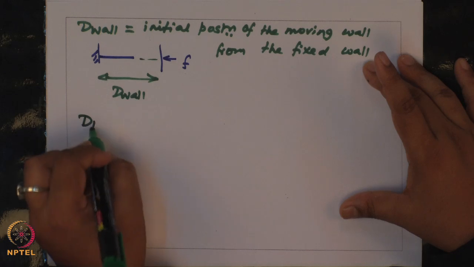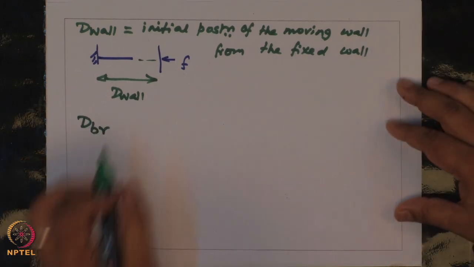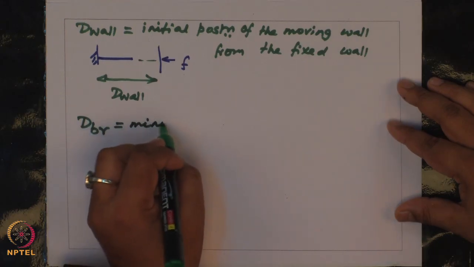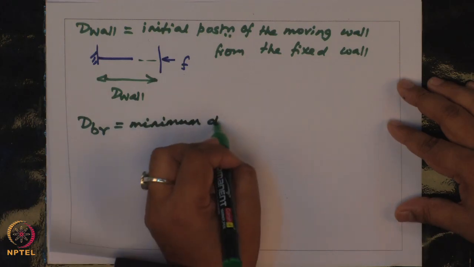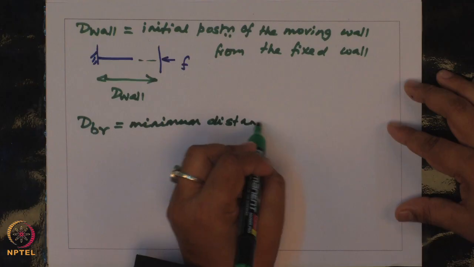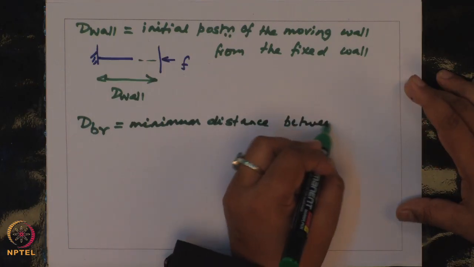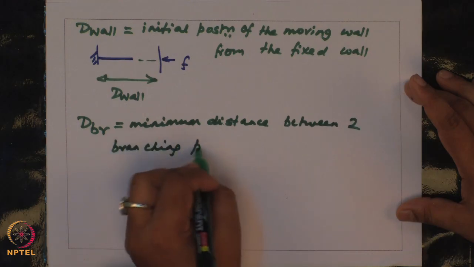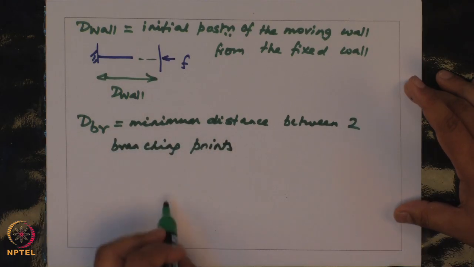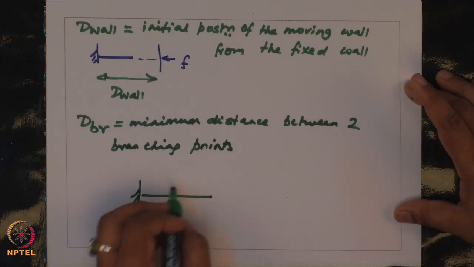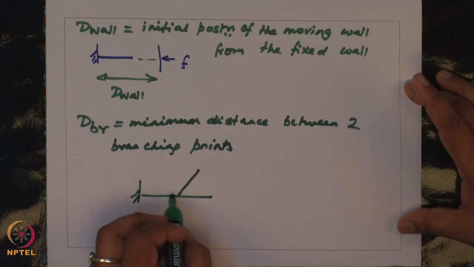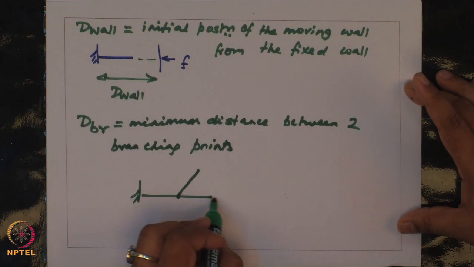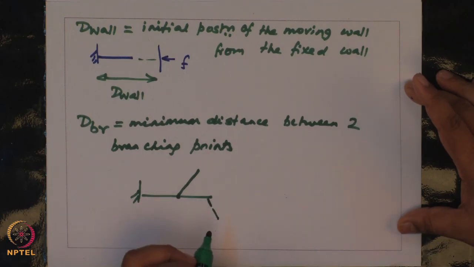The other length scale is d_Br. d_Br is the minimum distance between two branching points. In other words, if I have a filament growing like this and a filament has branched at this point, there is a minimum distance beyond which another filament can branch from here. So, this distance d prime has to be greater than or equal to d_Br.